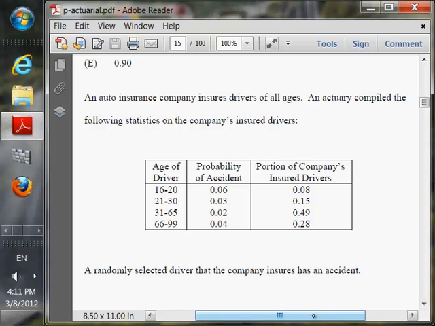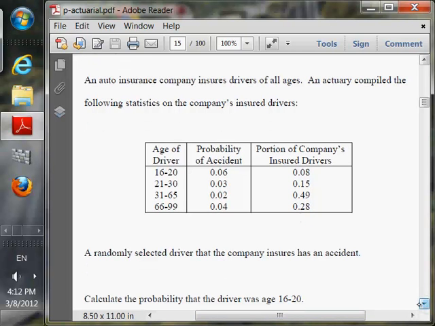So we have an auto insurance company which insures drivers of all ages from 9 to 99, essentially. And you have the distribution of ages into 4 groups. You have a probability of an accident, and then you have the breakdown of the insurance customers into those age groups. So we have a randomly selected customer, a randomly selected driver who has an accident. What is the probability that the driver belongs to the first age group, 16 to 20?